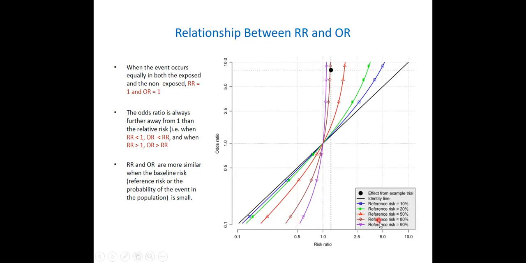But when the relative risk is greater than one, the corresponding odds ratio is greater than relative risk. Is it difficult to conceptualize? It's clear. It's very clear, right? So I'm happy that it's very clear. That's what your graph is showing.